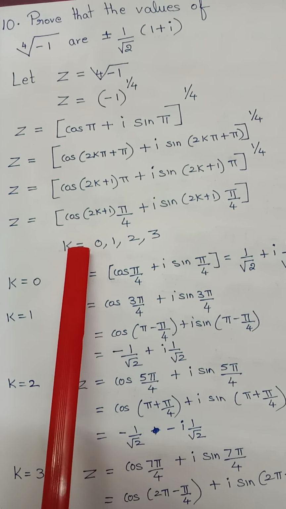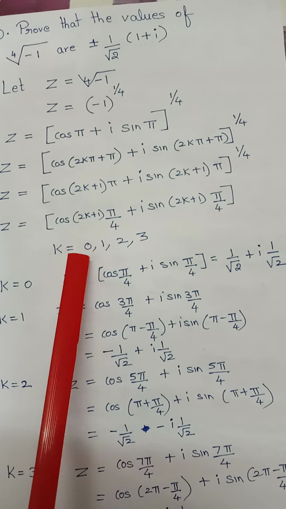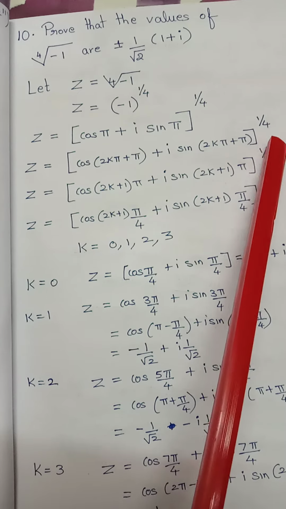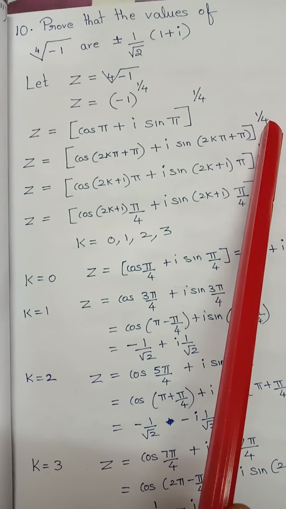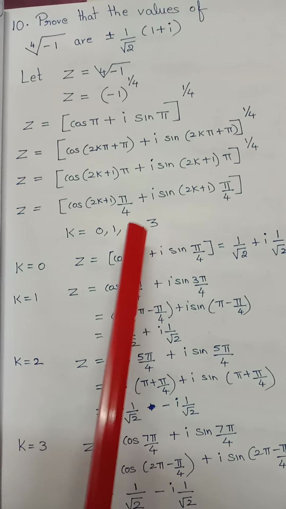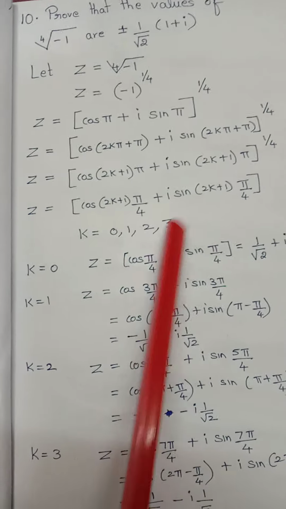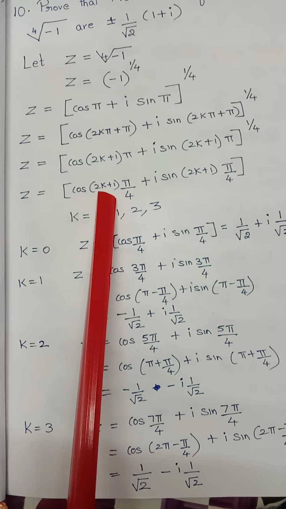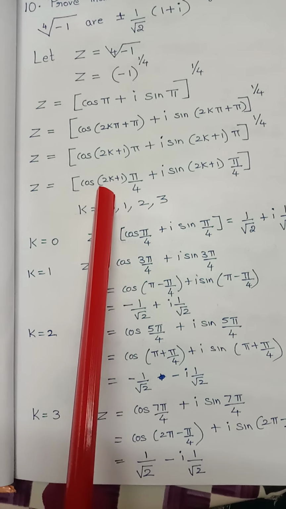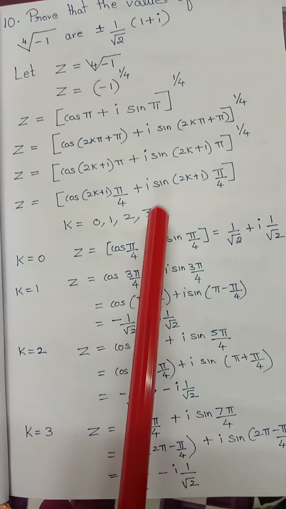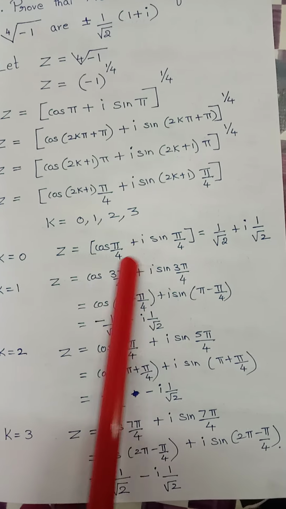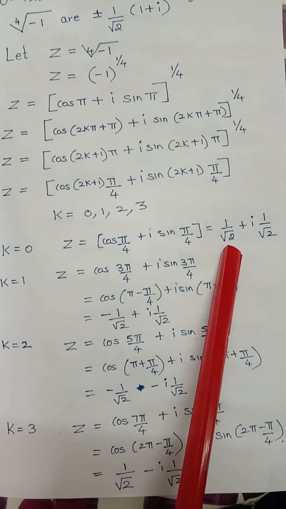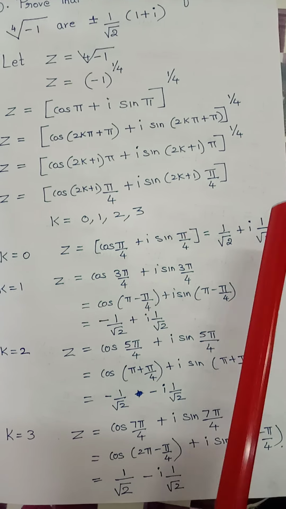Now the last step. We have to assume various values for k starting from 0. So starting from 0, 1, 2, 3. Why 3? One number before the given number 4. If we have here 4, up to 3 we have to write. So k values are 0, 1, 2, 3. Now let me put the k value 0 in this particular step. So when I put k value 0, what will I have? cos pi by 4 plus i sin pi by 4. Cos pi by 4 means cos 45 degrees, so cos 45 degrees is 1 by root 2. Sin 45 degrees is 1 by root 2.